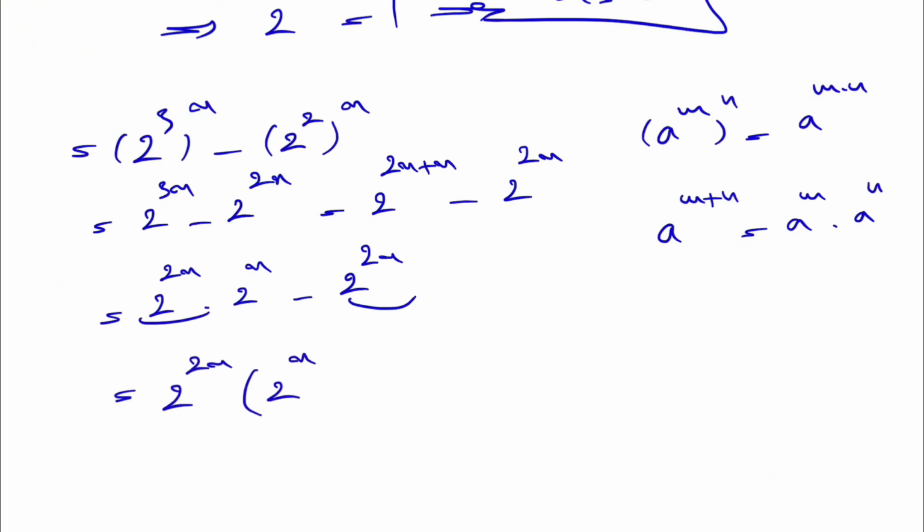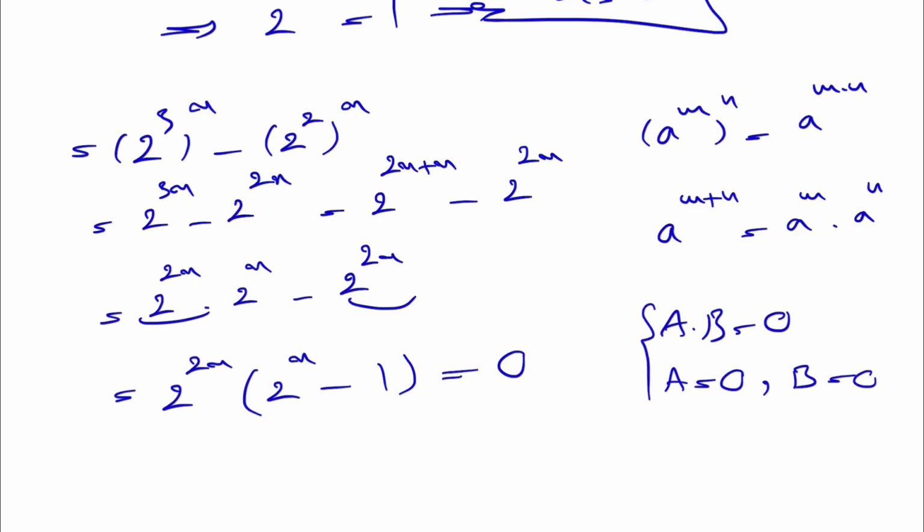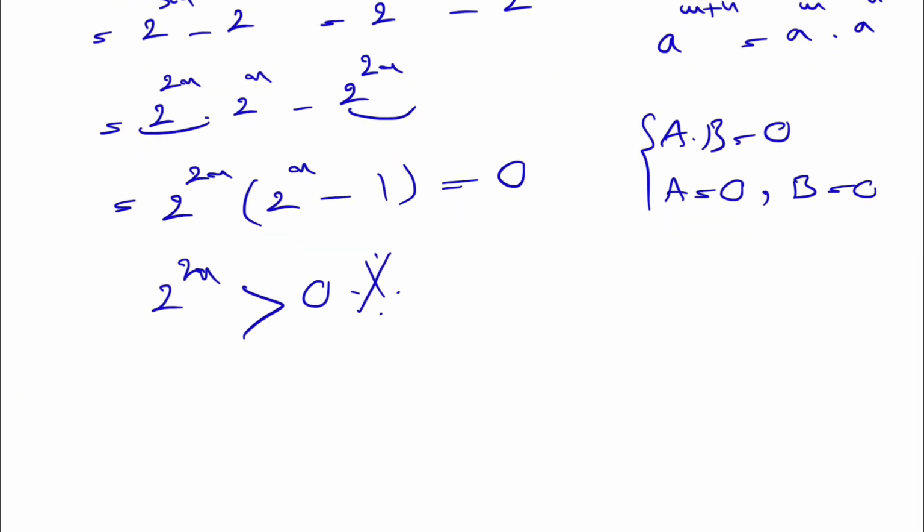Now from the first factor we get 2 to the x minus 1 equals 0. And when we have a times b equals 0, we know a can be 0 or b can be 0. So the first expression, 2 to the power of 2x, as we mentioned previously, is greater than 0, so it cannot be an answer, and the only answer will be 2 to the x minus 1 equals 0. From here, 2 to the x will be 1 and our x will be 0.